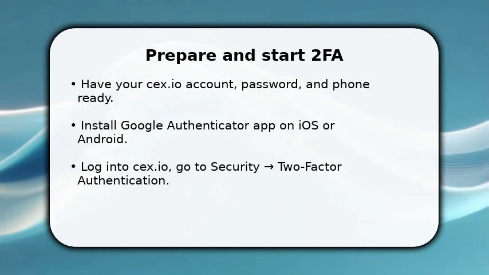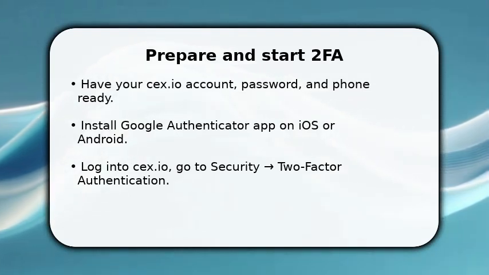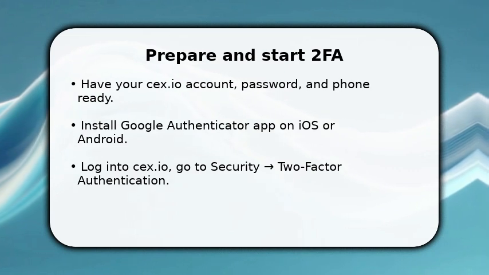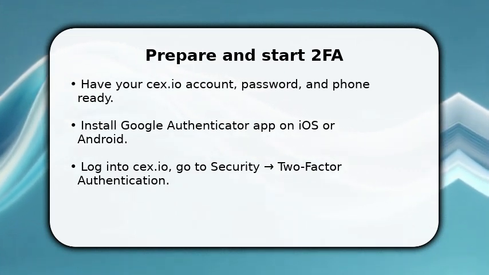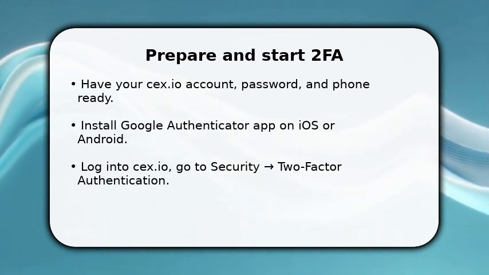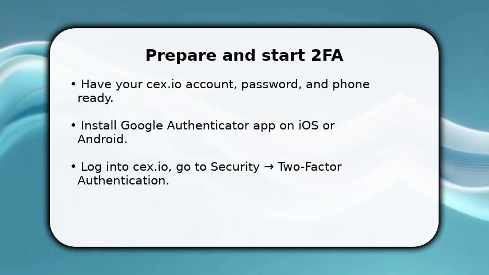You'll begin by confirming prerequisites: an active SEX, EO account, your password, and the Google Authenticator app installed on your phone. Open SEX, EO and navigate to security, then two-factor authentication. This is where you enable app-based 2FA.